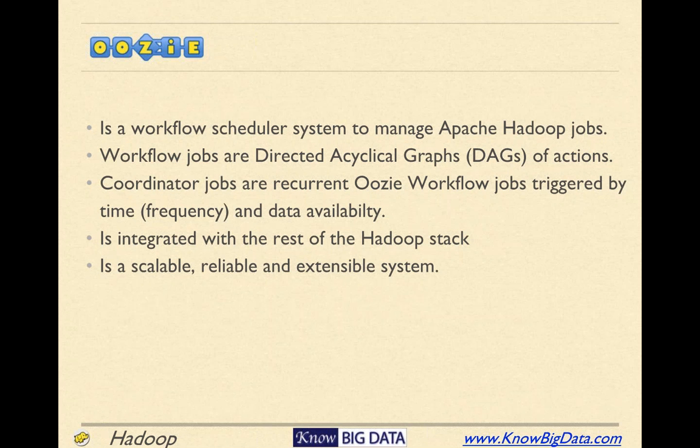Acyclic means there should not be a cycle, there should not be a scenario where A depends on B depends on A. Otherwise you will never reach a conclusion, you will never be able to finish the job, it will be an infinite job. So workflow jobs are directed acyclic graphs. Coordinator jobs are recurrent Oozie workflow jobs triggered by time and data availability.